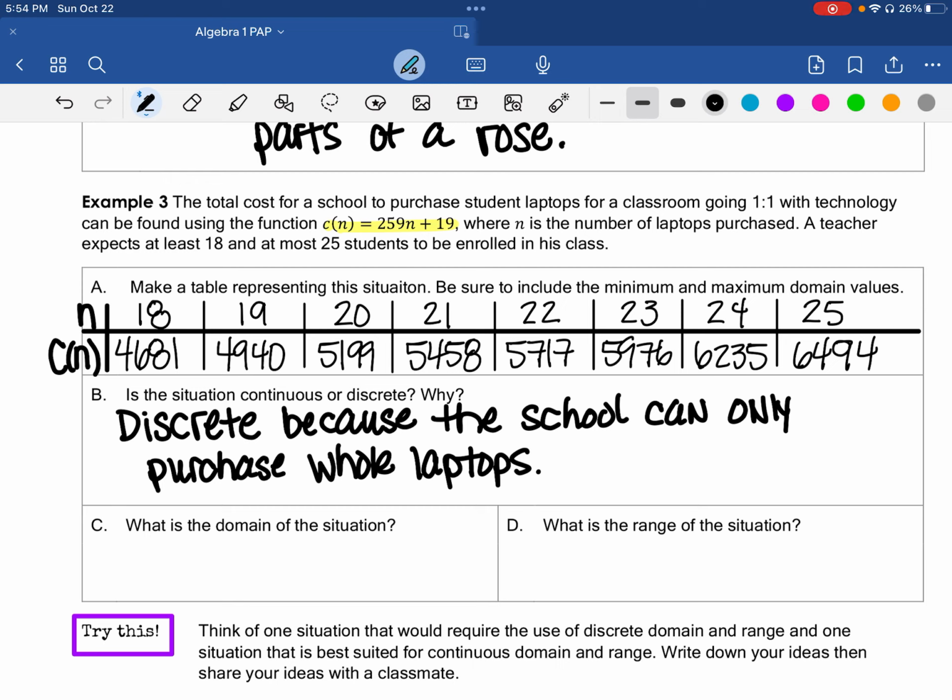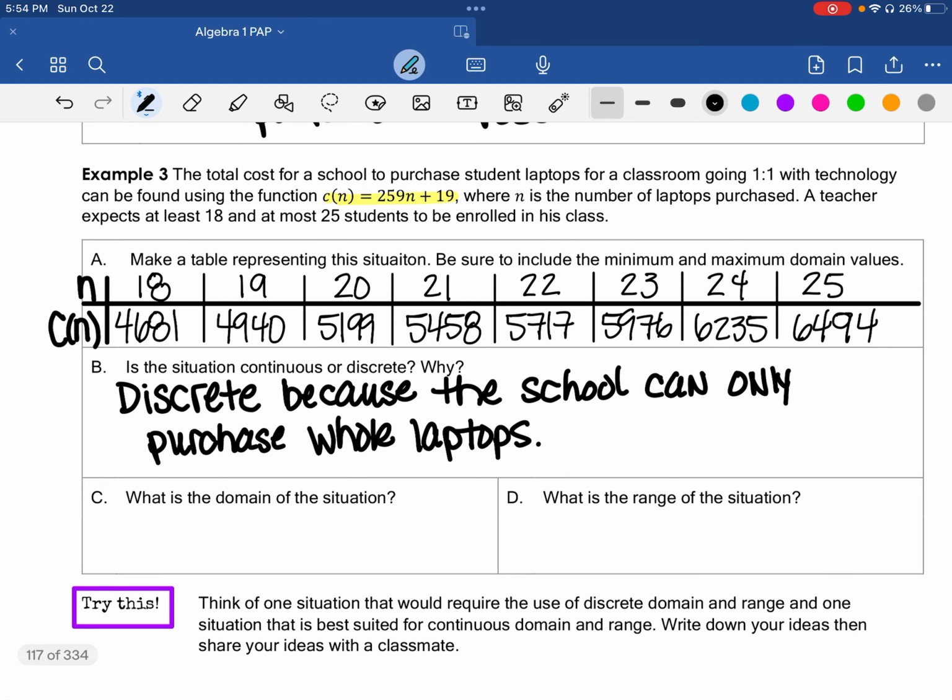No, we're not selling keyboards separately. We can't just sell replacement parts. No, no, no. I want a full laptop for this student to use in my class. Okay? What is the domain? Well, my domain, of course, would be my x values, or in this case, my N values. It would be the 18, the 19, the 20, all the way up to 25.